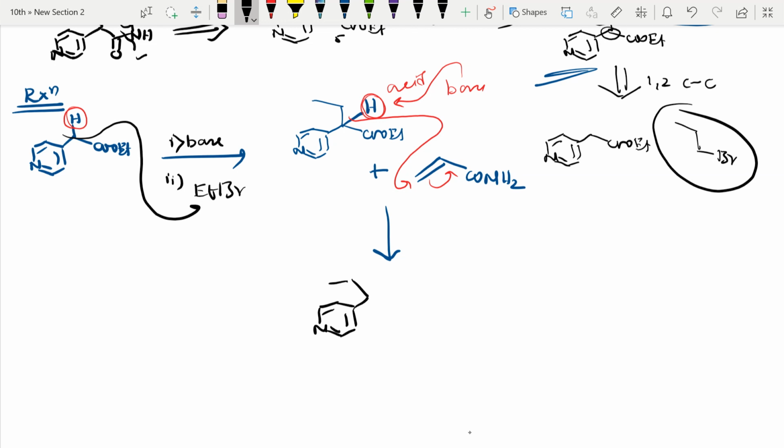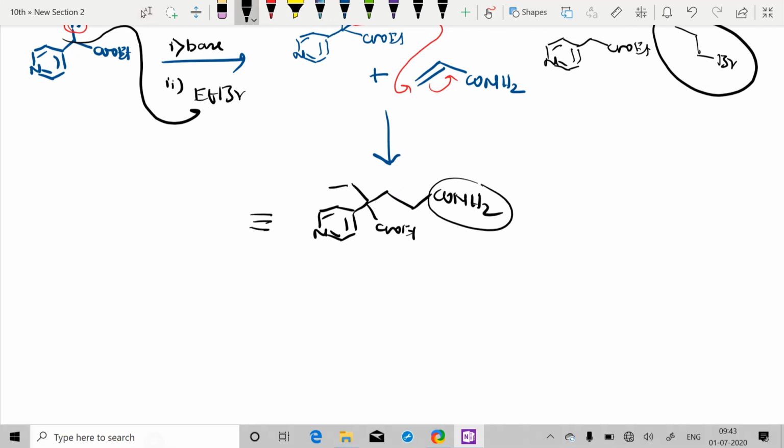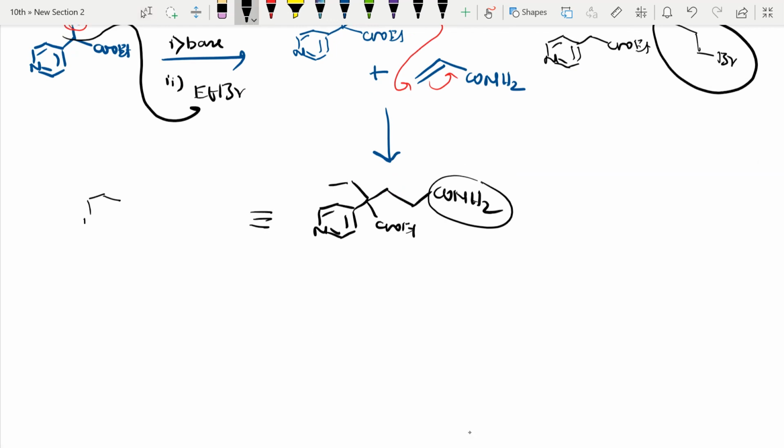OET, right? And here CH2 CH2 CONH2. I have taken this CONH2. Now you will get to know, right? I hope you got it. Can I rearrange it and write? Both are the same, but I'll just rearrange so that it becomes easy for me to write the next reaction.